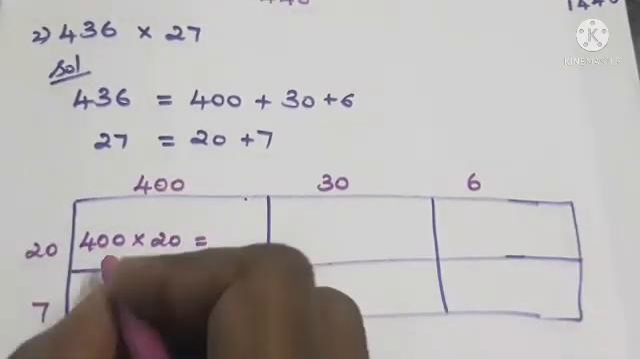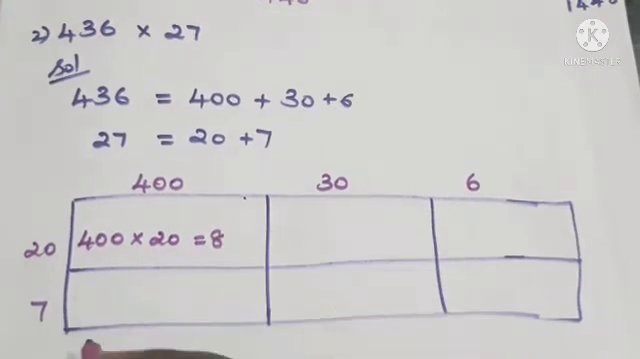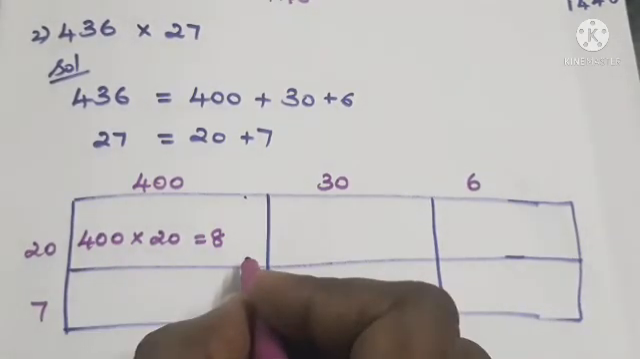So we can leave those zeros and multiply the numbers. What are the numbers we have? 4 and 2. 4 2s are what? 1 2 is 2, 2 2s are 4, 3 2s are 6 and 4 2s are 8. So we'll get 8. And next, what we have to do? Yes, we have to write the zeros at the back of the number.